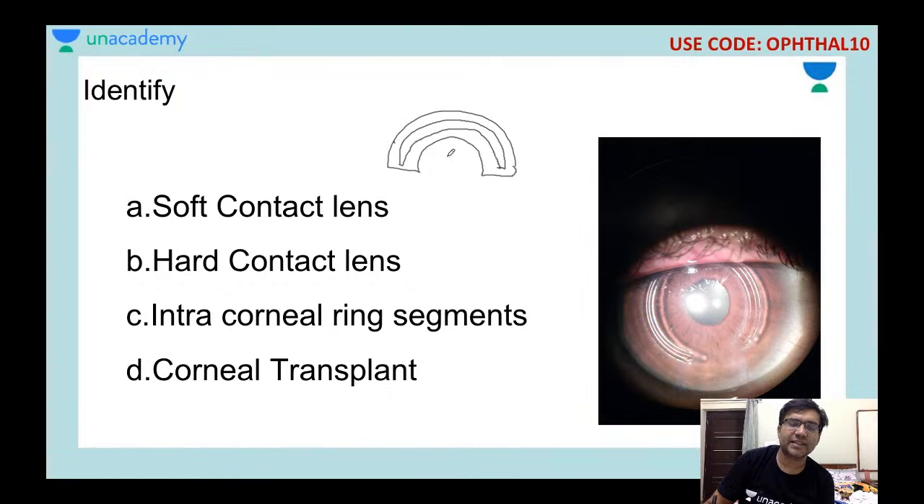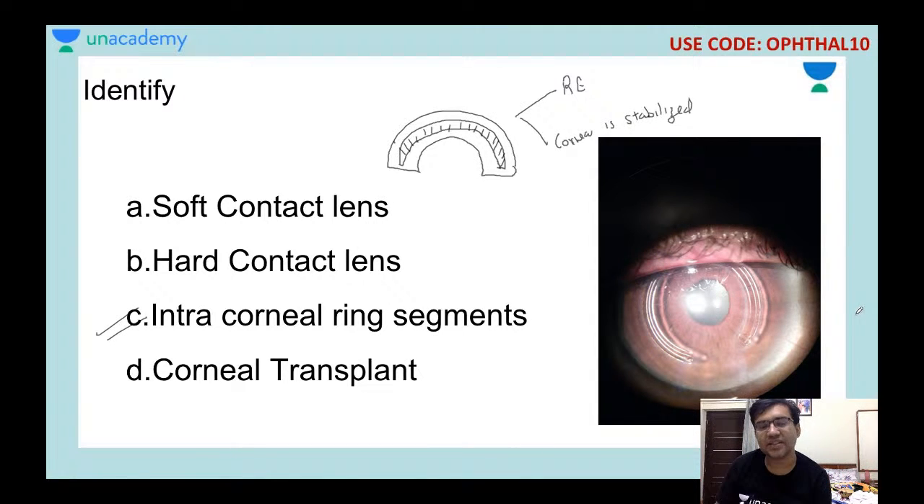What it does is it can basically stiffen the cornea and change the curvature of the cornea as well. So we get two advantages here. Refractive error is corrected, and second, the cornea is stabilized. So this is basically intracorneal ring segments. The intracorneal ring segments we use in the patients of keratoconus. So the answer is keratoconus here.